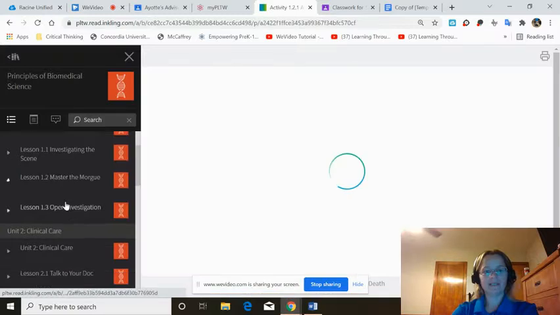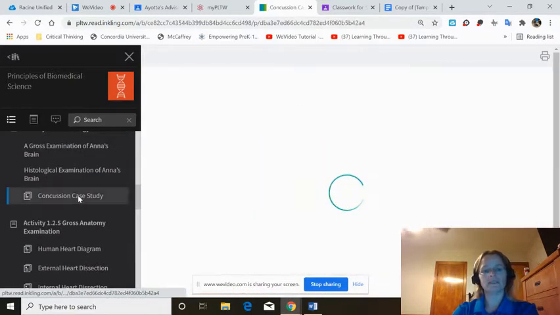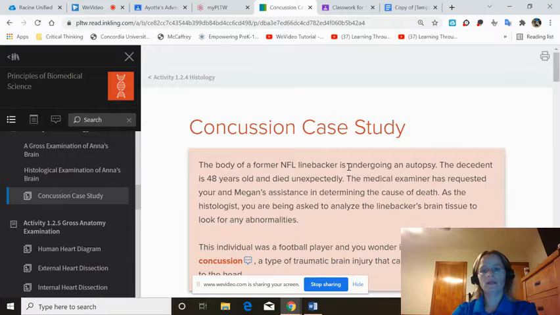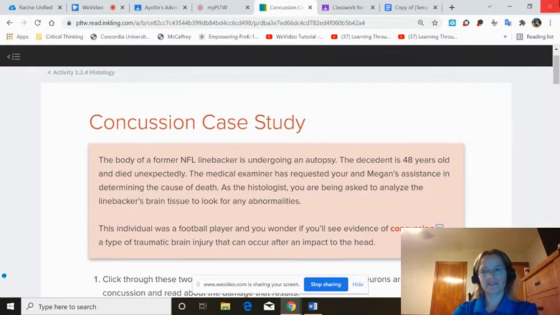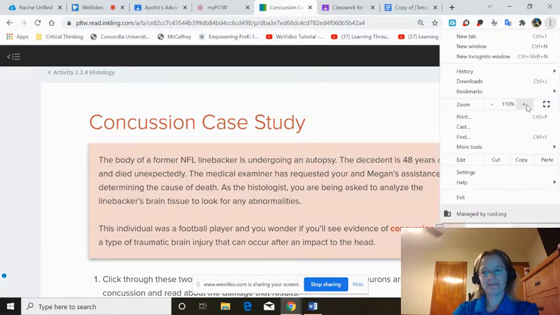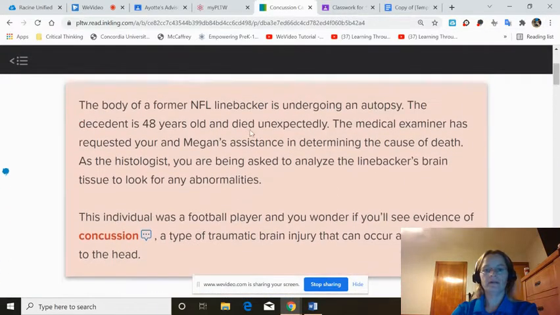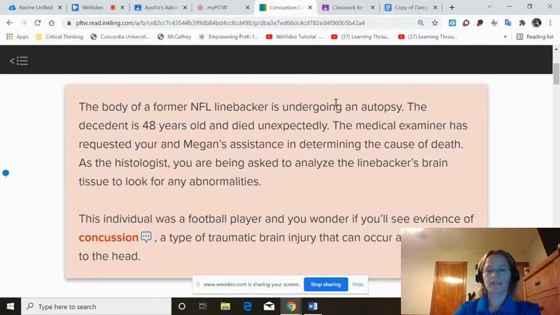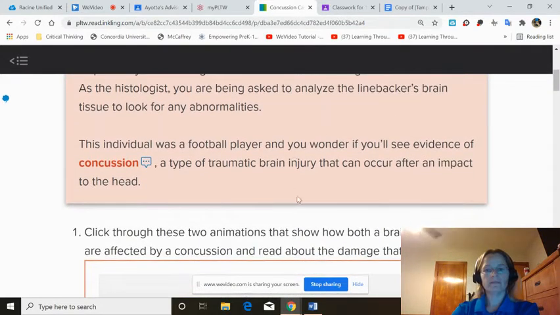So 1.2 Master the Morgue. If you go down, it does say concussion case study. So there you go. And close that and make this bigger. There we go. All right, so the body of a former NFL linebacker is undergoing an autopsy. The decedent is 48 and died unexpectedly. All right. So we're going to look through this.